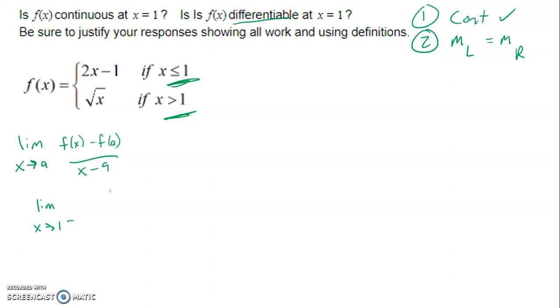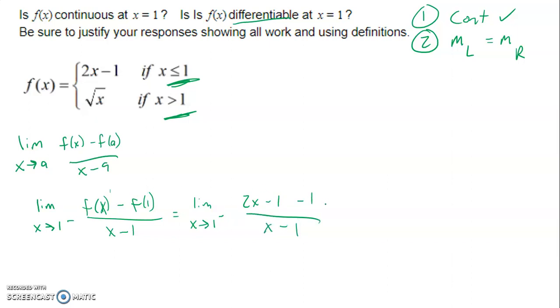The limit as x approaches 1 from the left of f of x minus f of 1 over x minus 1. So then we would say that this is the limit as x approaches 1 from the left. From the left, we're going to be using the equation 2x minus 1. And then f of 1 we found in the previous slide was 1, over x minus 1.